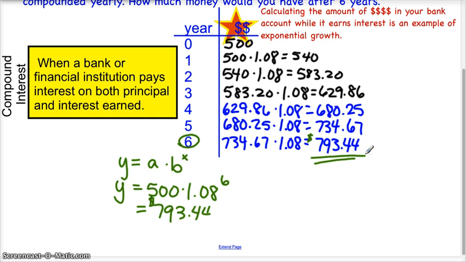So we're going to continue to use the exponential growth model today to find these values much quicker than making a table as we did in this example.